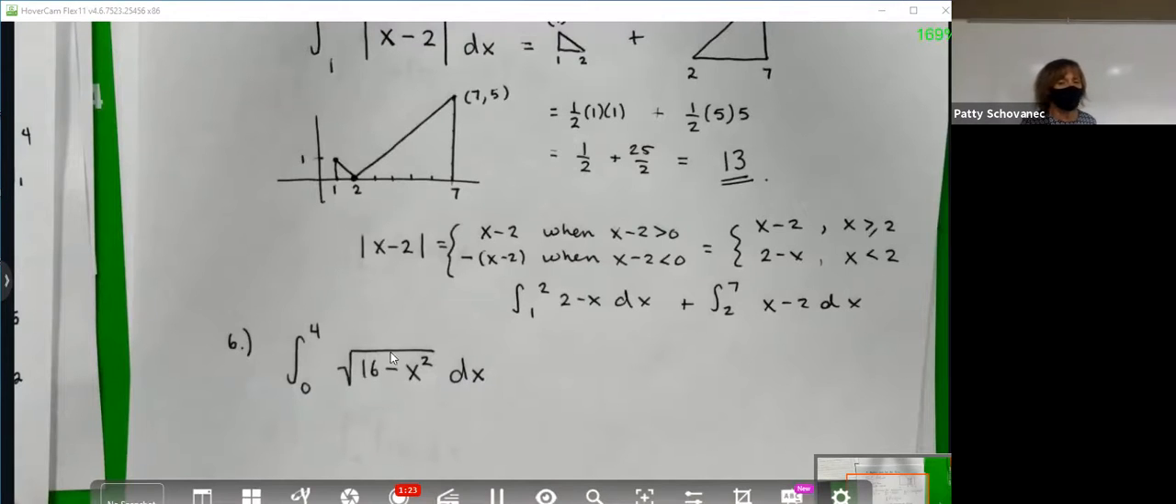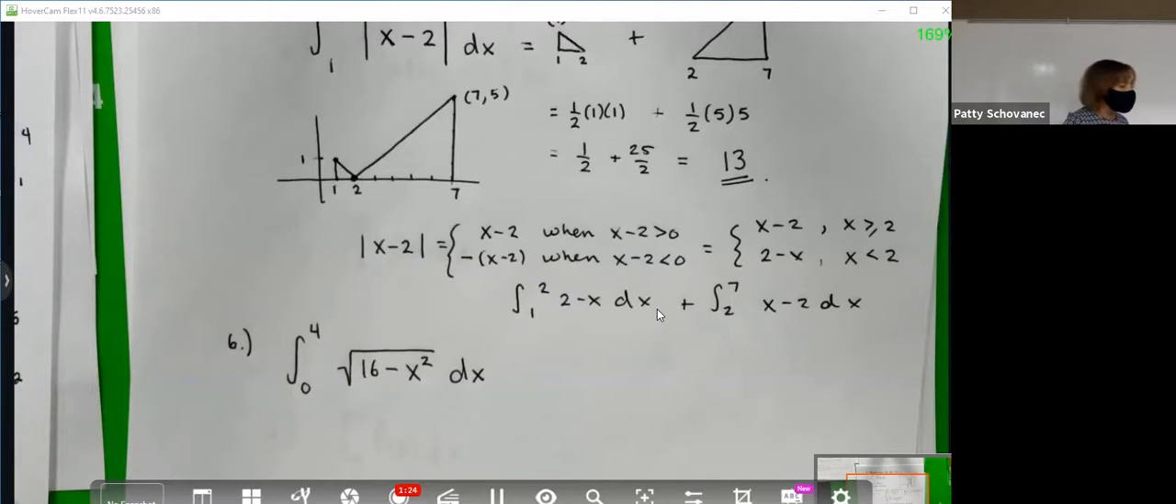Don't ignore the square root sign. We've got to figure out what this is describing geometrically, because I can't just go inside the square root sign and say integrate 16 and get 16x, integrate x squared, x cubed over 3, and then put the square root sign back on. You can't do that with derivatives. You can't do that with antiderivatives. So we're kind of handicapped right now in terms of handling something like that.